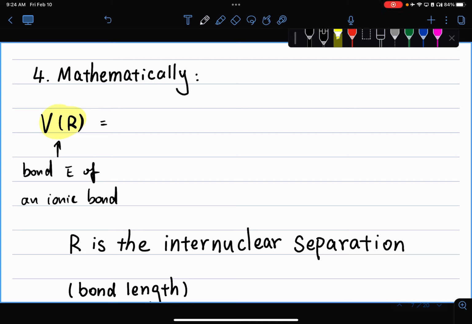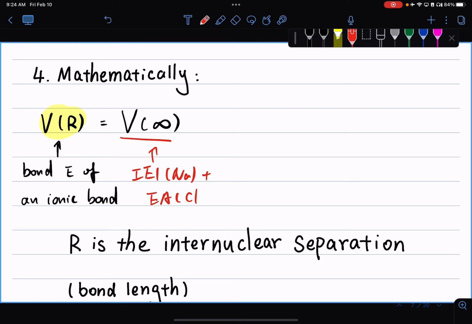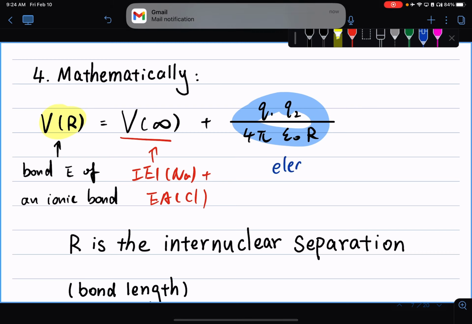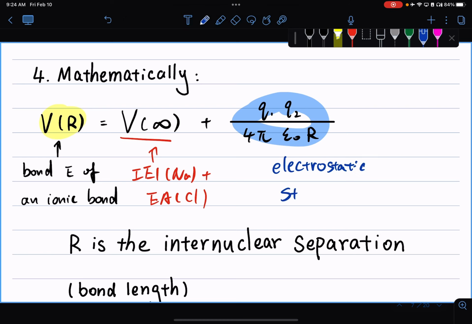This equals V infinity. Remember, this is what we calculated. This is just the ionization energy of sodium plus the electron affinity of chloride, plus the electrostatic stabilization, Q1 Q2 over 4 pi epsilon naught R. So this part is just our Coulomb's potential, or electrostatic stabilization.